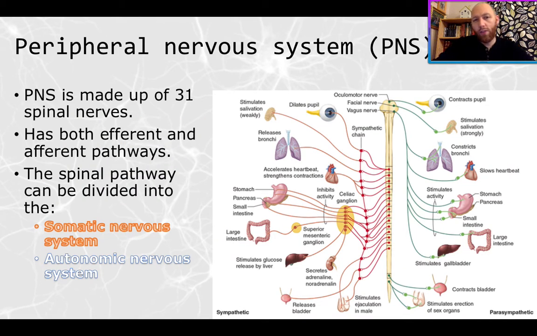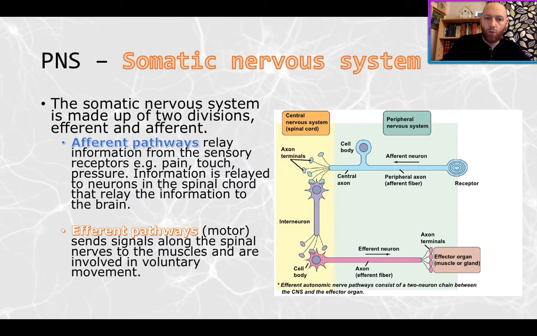The second division then is the peripheral nervous system. This consists of 31 spinal nerves. It has both efferent and afferent pathways, and the spinal pathway can be divided into two. So we can say that the peripheral nervous system has two main divisions: the somatic nervous system, which is responsible for deliberate movement and sensation, and the autonomic nervous system, over which we have very little direct, conscious control.